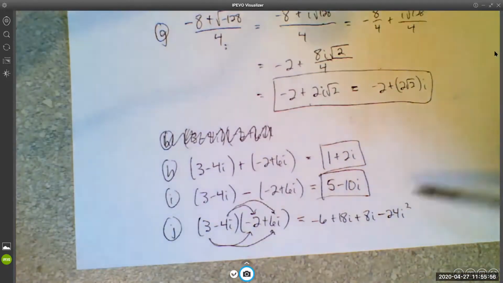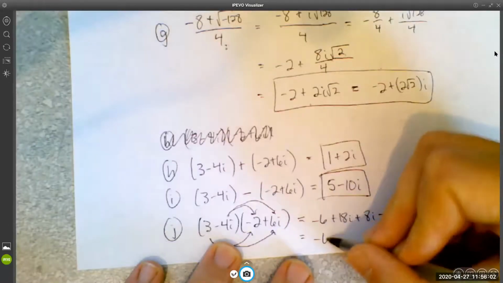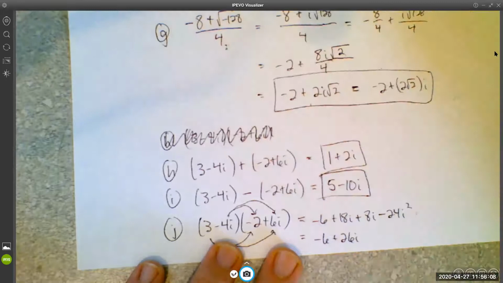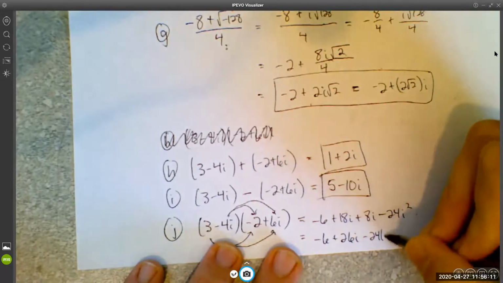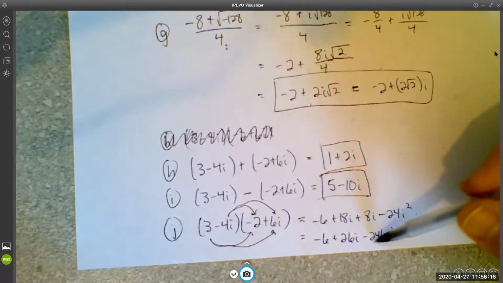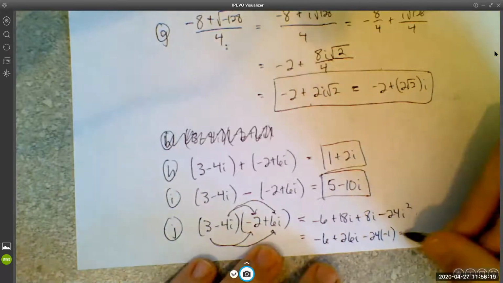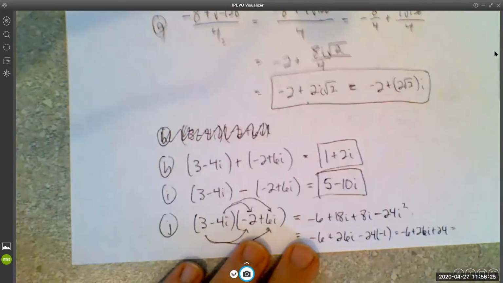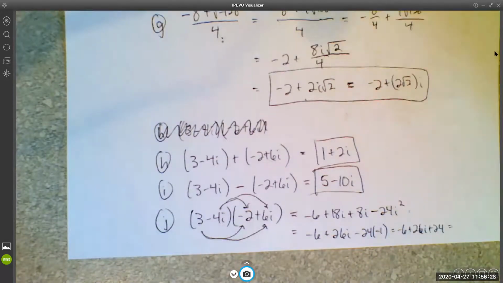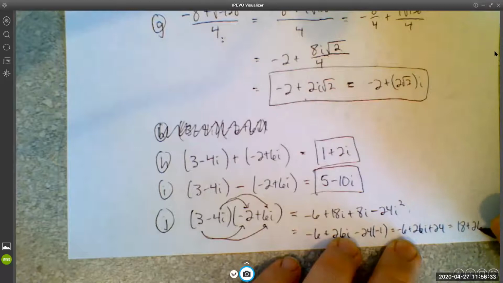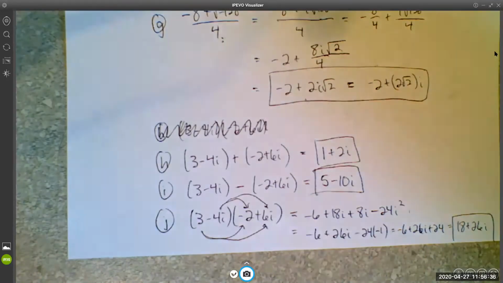And then the thing to remember is that i squared is the same thing as negative 1. So this is just negative 6. 18 plus 8 is 26. And then minus 24 times negative 1. Well, negative 24 times negative 1 is positive 24. And then 24 minus 6 would be 18, right? So we've got 18 plus 26i as our final answer.